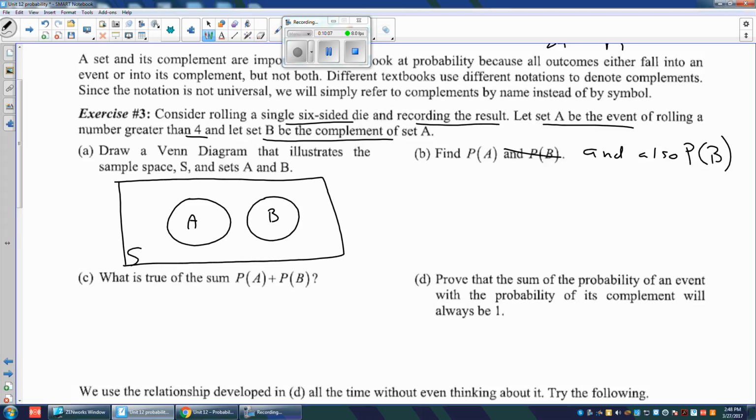We have counting theories, but we only have one event happening here. The event of rolling a number greater than 4, that's A. So what numbers are greater than 4? 5 and 6. And 1, 2, 3, and 4 are not. Okay. Find the probability of A. There are 2 of them out of 6.